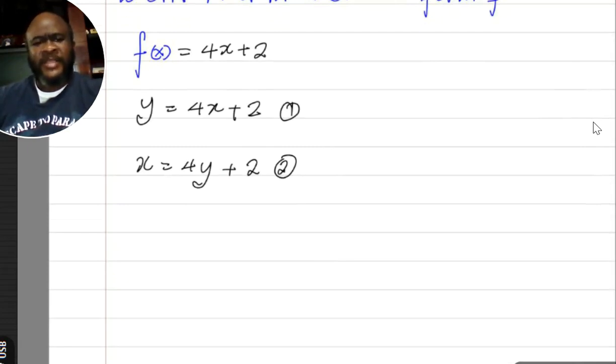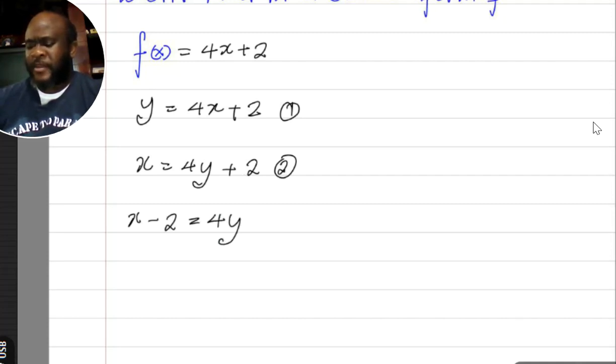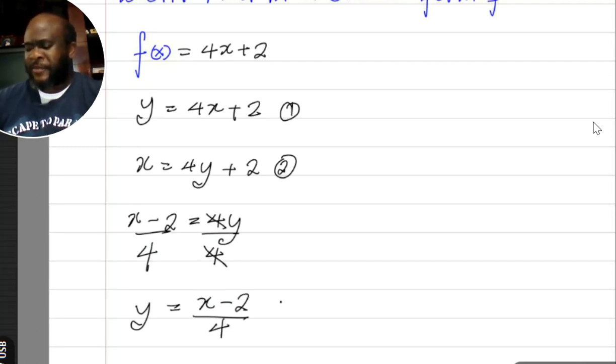So that means I need to have y alone on one side. Positive 2 comes over and becomes negative 2. So I have x minus 2 is equal to 4y. Then I divide both sides by 4 because I need y alone on one side. So now what I have is y is equal to x minus 2 over 4. This is step 3.